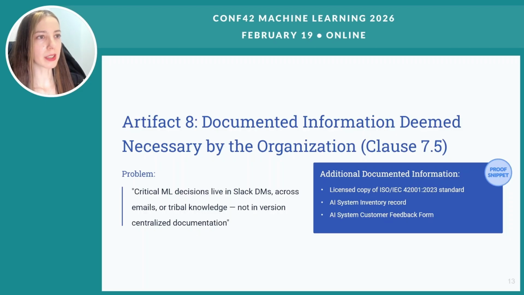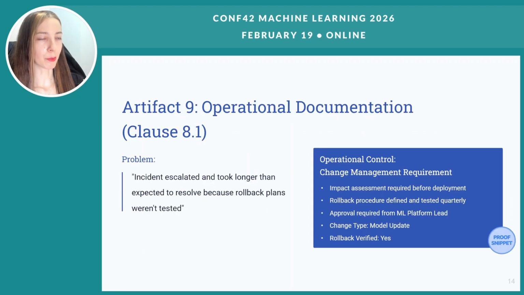Auditors will look for evidence that the organization recognizes what documentation is necessary for its own maturity level and AI complexity, and that those documents support consistent operation. Clause 8, Operations, and 8.1, more specific on operational documentation. This artifact exists because the planning we had in Clause 6 doesn't prevent incidents by itself, execution does. Teams may define change management steps, approval workflows, or rollback procedures. But if those steps aren't documented and executed consistently, unexpected delays can happen, and recovery may be costlier and take longer than expected.